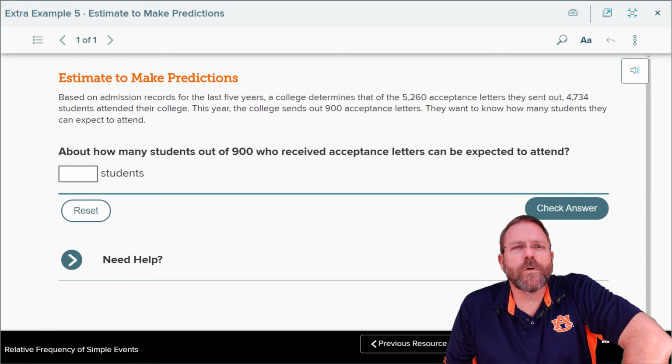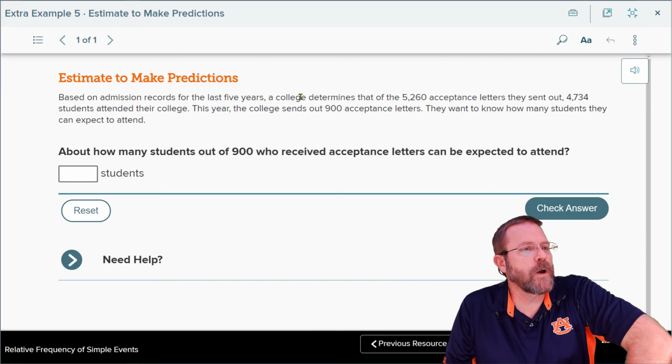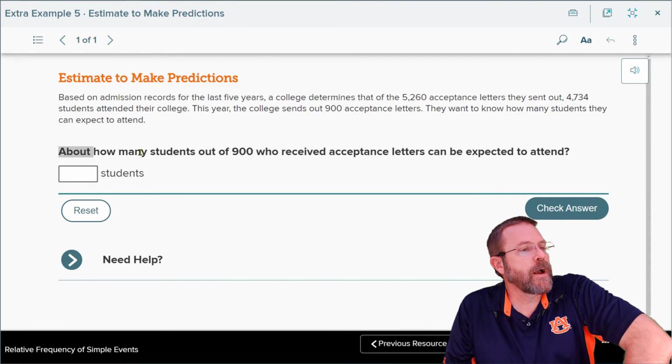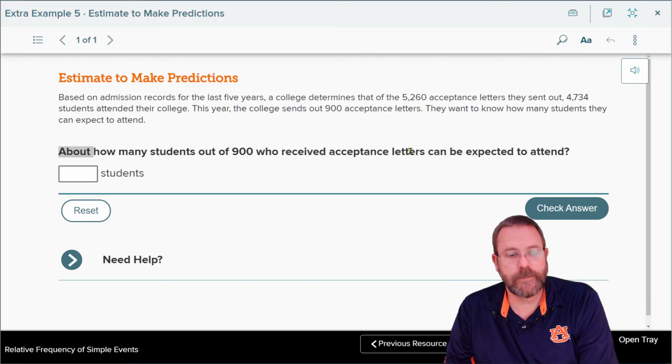And with that, we're at our last problem. This one belongs to you. Based on admission records, we're doing this together. The last 5 years of college determined that of the 5,260 acceptance letters sent out, 4,734 students attended their college. This year they plan to send out 900. They want to know how many students they can expect to attend. About is a magic word that allows you to estimate how many of the 900 students who received the letter can they expect to attend.